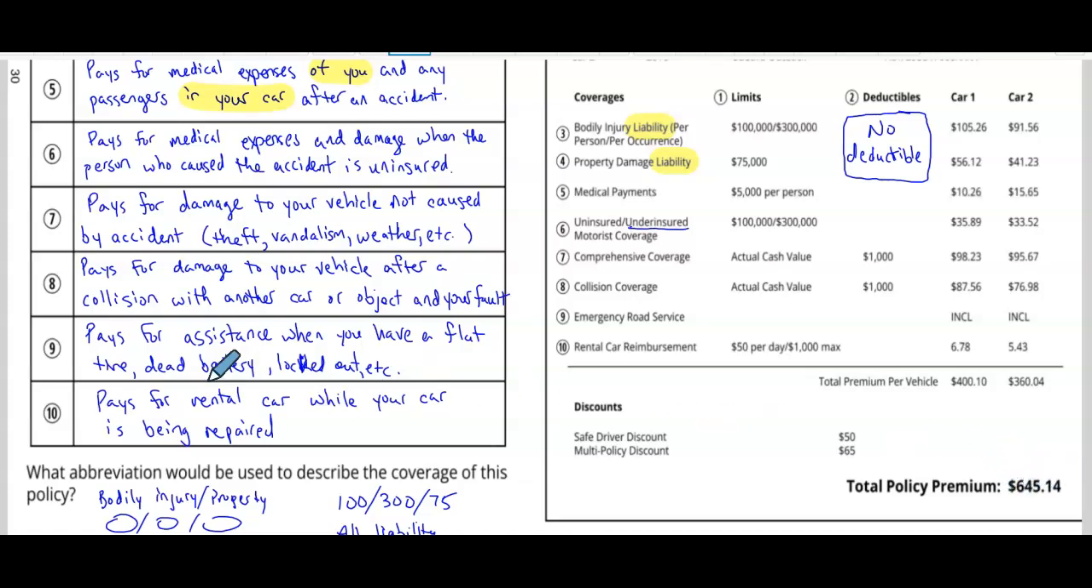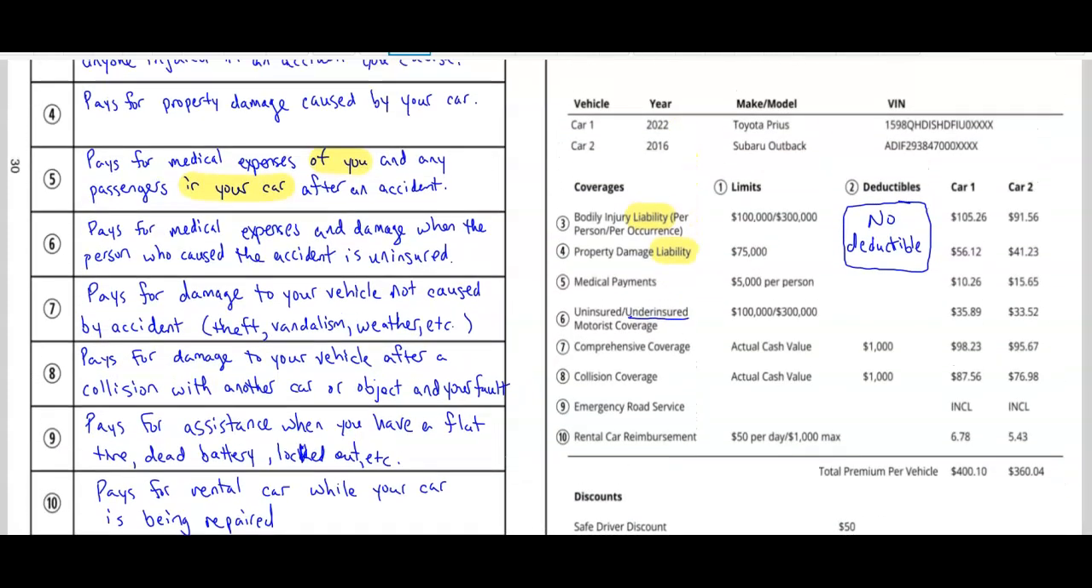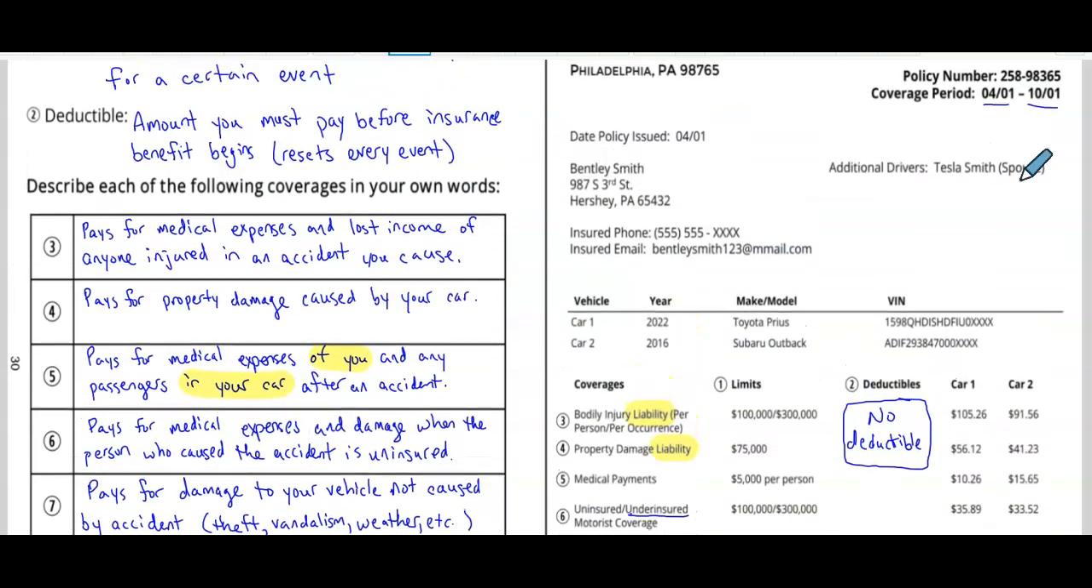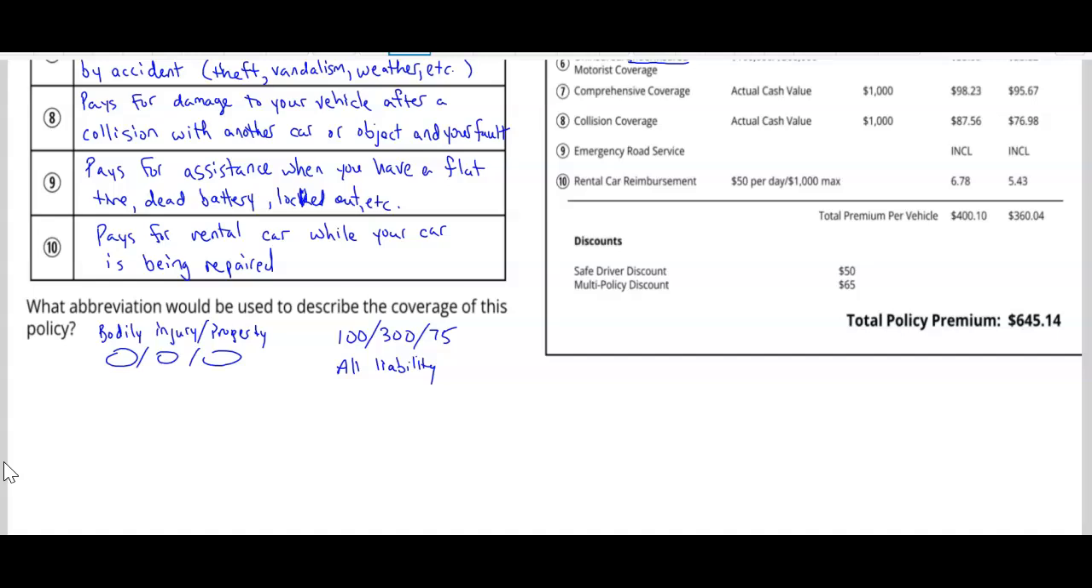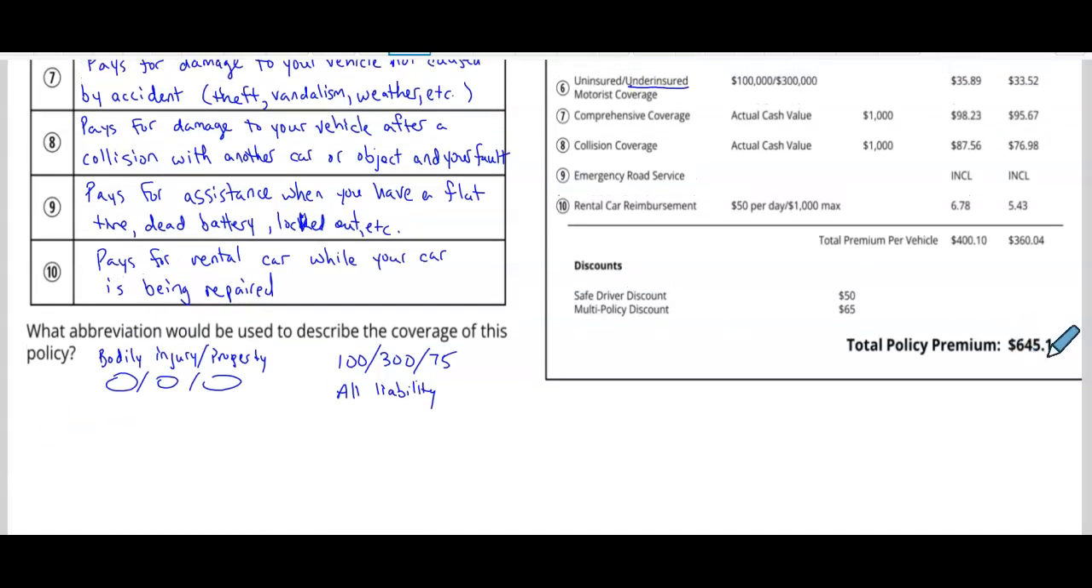But remember, up at the top of this declarations page, this was only from April 1st to October 1st. So this is a 6-month policy, right? And that amount was given $645. So that's for 6 months, which would mean roughly $1,290 for the whole year. Not bad. I mean, this must be 2 adults with responsible records, right? $1,290 for the whole year.